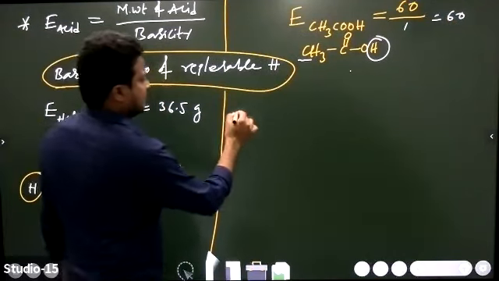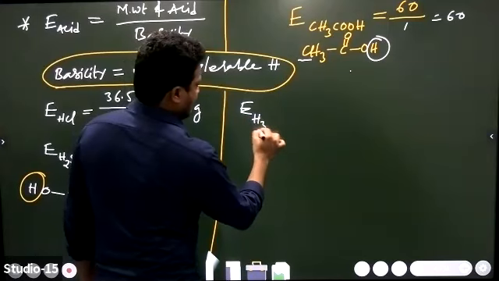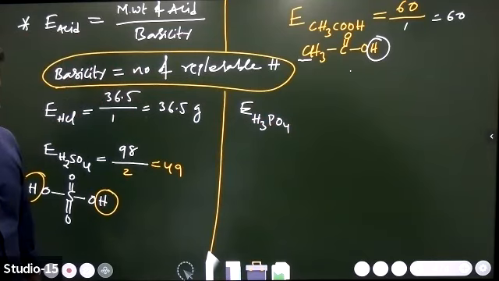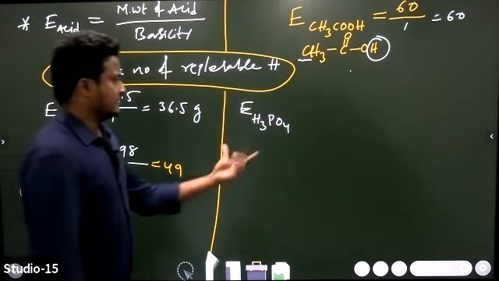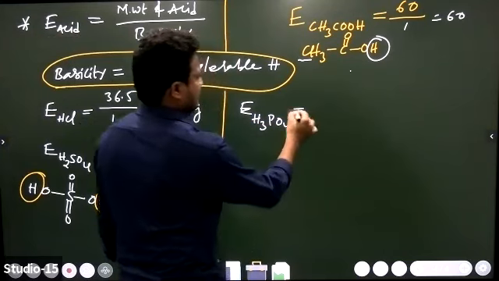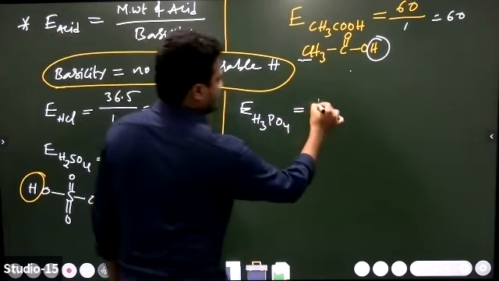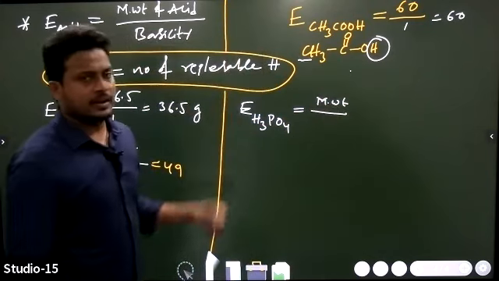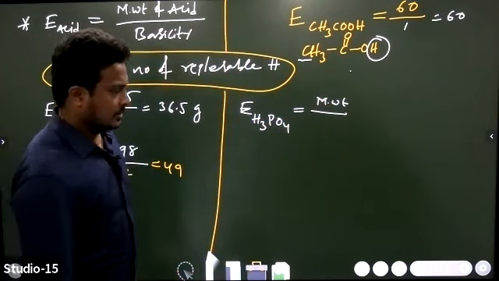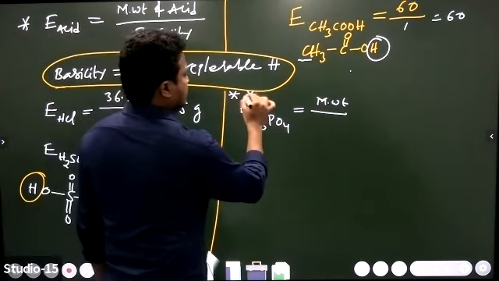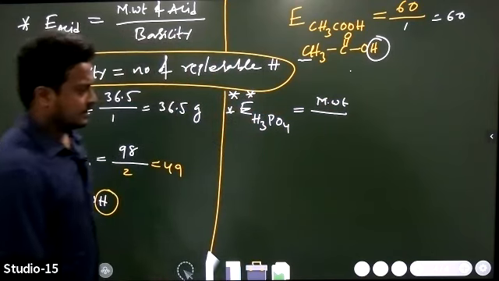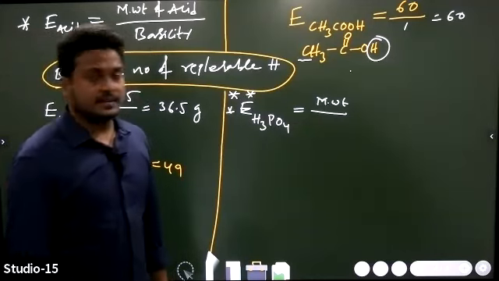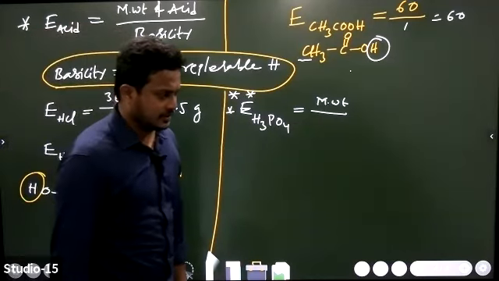Next one. Tell me the equivalent weight of H3PO4, phosphoric acid. The molecular weight of H3PO4 is 98. 98 by how many hydrogens are replaceable? Most important questions, these three. Now, what is the basicity of phosphoric acid? Previous year NEET question.